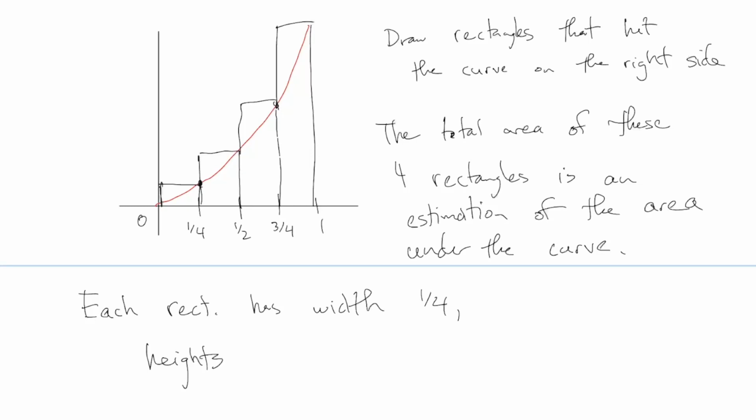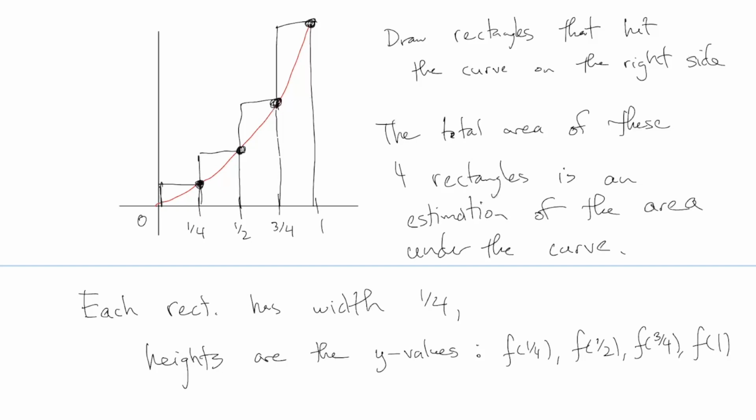What are the heights? Actually, the heights are determined by the y value of the function, right? Because that's how tall each rectangle is. It's these 4 y values, which I'm putting with big dots, right? Those 4 y values. The heights are the y values. And actually, we could say specifically what they are. They would be f of a fourth, f of a half, f of 3/4, and f of 1, right? Those are the 4 y values that you would get from this function.